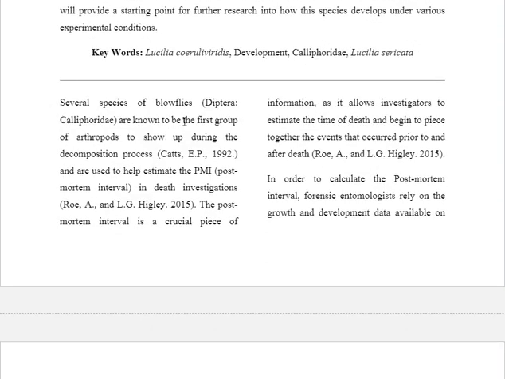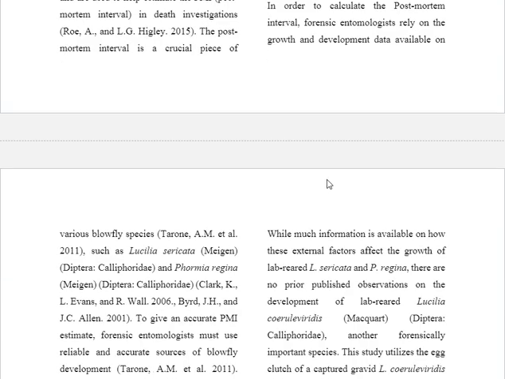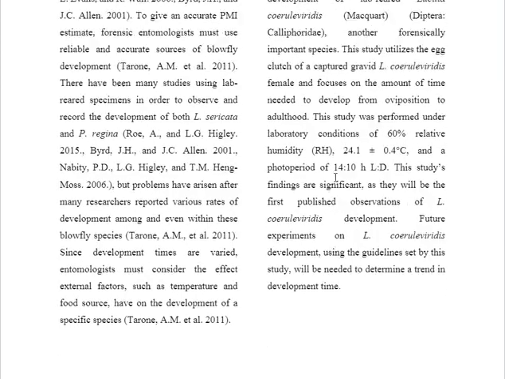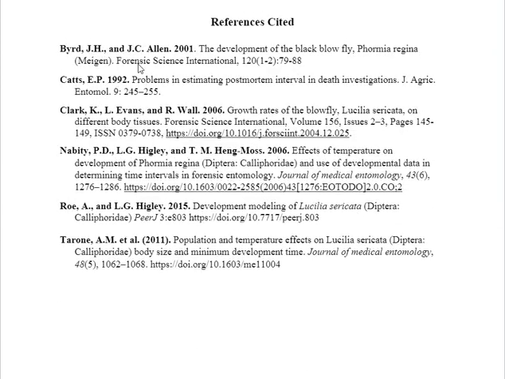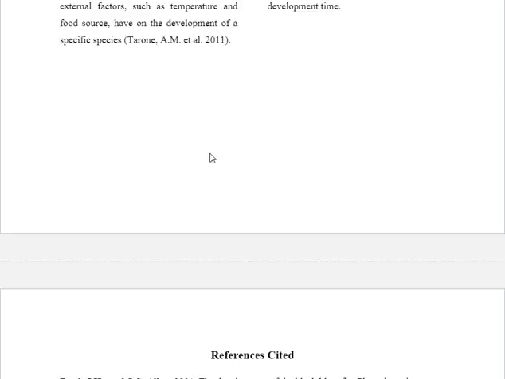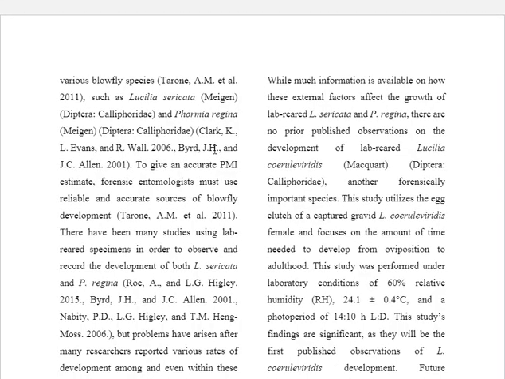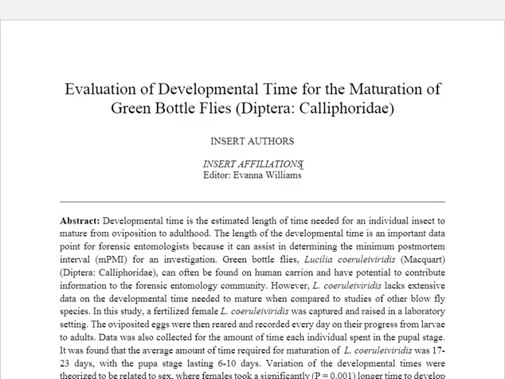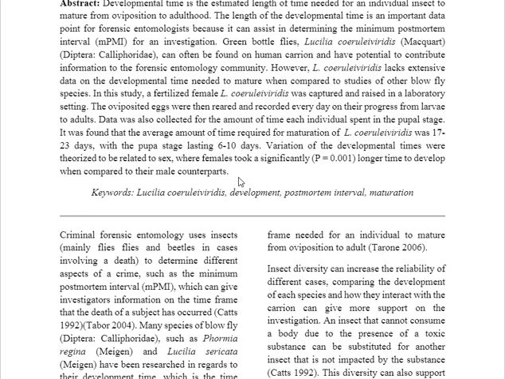Several species of blowflies, good. First group, good. PMI, blah, blah, blah. Good. Okay, this looks really good. Good length, very good length. You got 1, 2, 3, 4, 5, 6. Maybe a couple more references, but you might be able to get away with fewer, so that's good. Good job putting all that. Yeah, this looks really on point right here, so that's nice. Good.